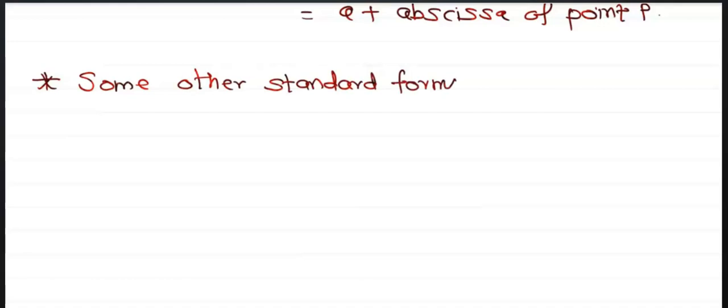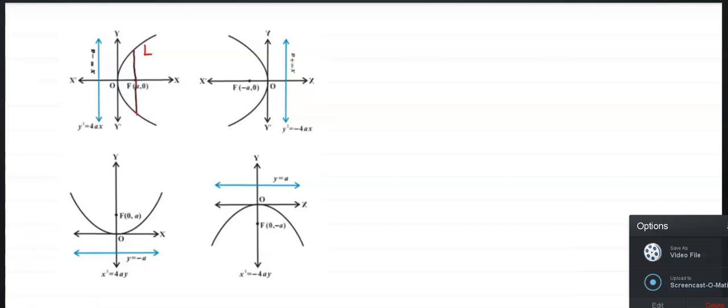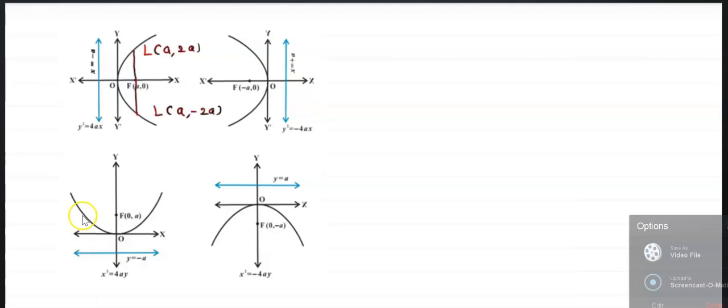Some other standard forms of parabola. These are the different forms. We have also seen this thing. Now see this, I will explain to you. Now this is the parabola, a standard form. y² equals 4ax, this is the x axis, this is the y axis. Now this parabola is symmetrical about the x axis, the vertex is the origin, that is (0, 0). This is the focus, denoted by S, whose coordinates are (a, 0).